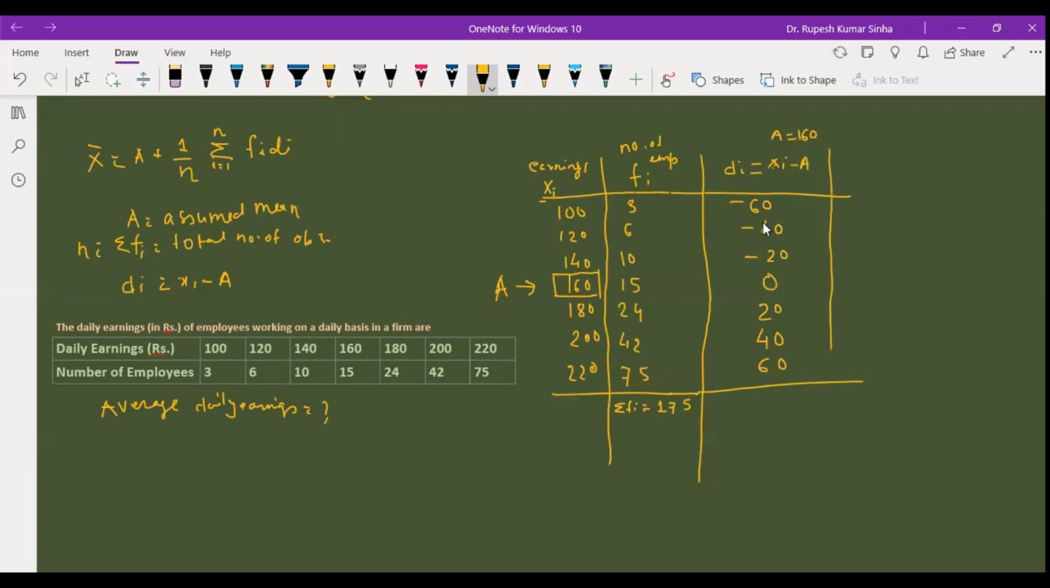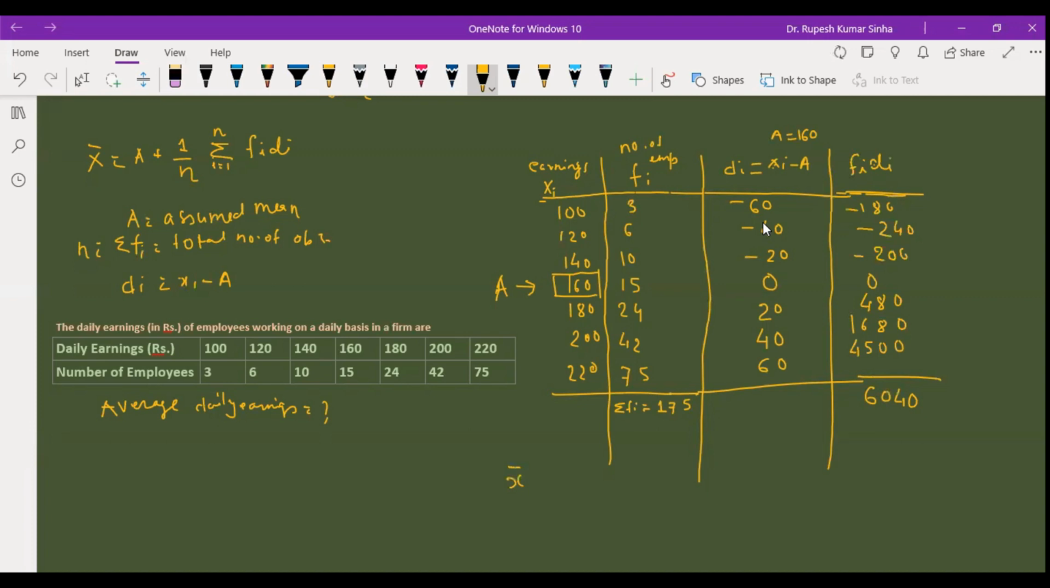Next, we have to multiply the frequency with di. So we are going to do Fi di. So 3 into minus 60 is minus 180, minus 240, minus 200, 0, 480, 24 into 20 is 480, then 1680, and 75 into 60 is 4500. Now we need the summation of Fi di, because for our formula here you can see we need their summation. So if we add all these numbers, we are going to get 6040.